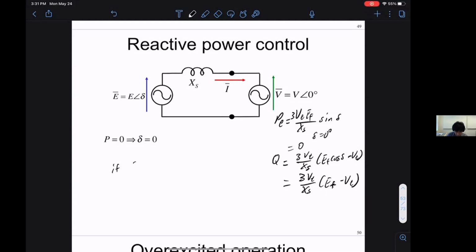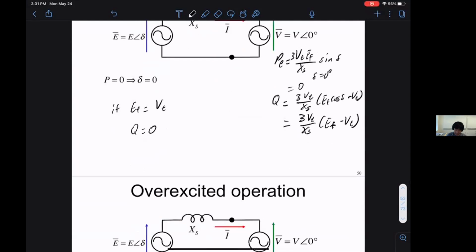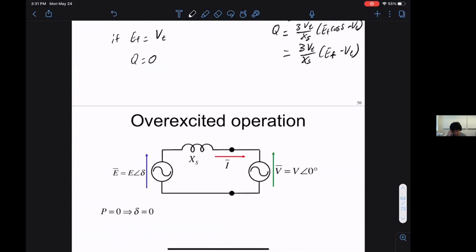So if E_F is equal to V_T, I have Q equal to 0. In this case, you have both the active and reactive power to the grid being 0. You can match the voltage and set the angle to be 0. Of course, you don't have to operate this way. You can still keep your active power 0, and you can still keep delta 0.